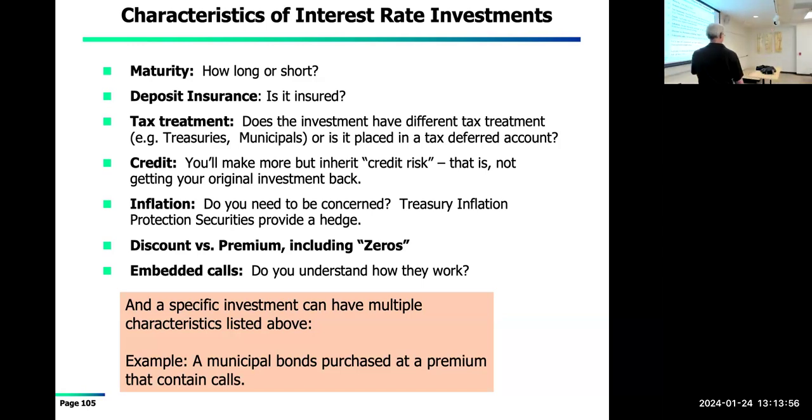Tax treatment. There are muni bonds, which in California are triple tax-free. There are treasuries, which are state income tax-free. All these things matter. There's credit, lots of credit risk.